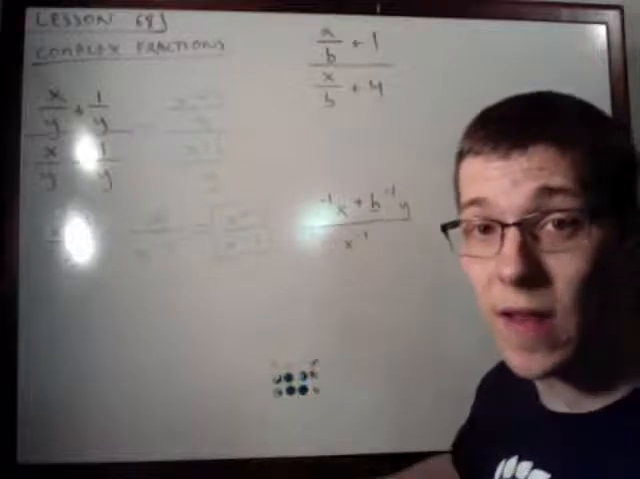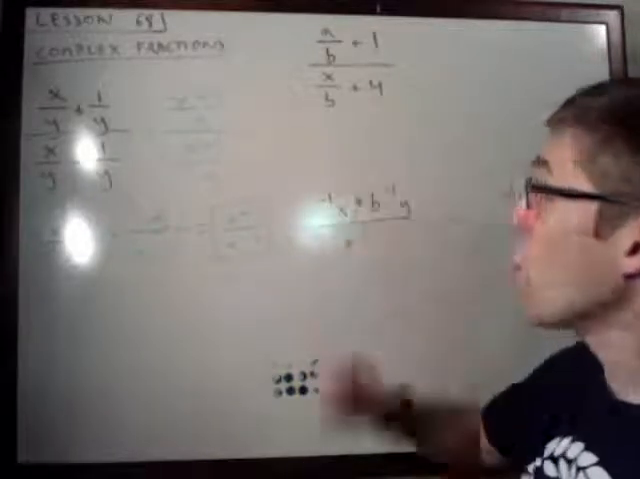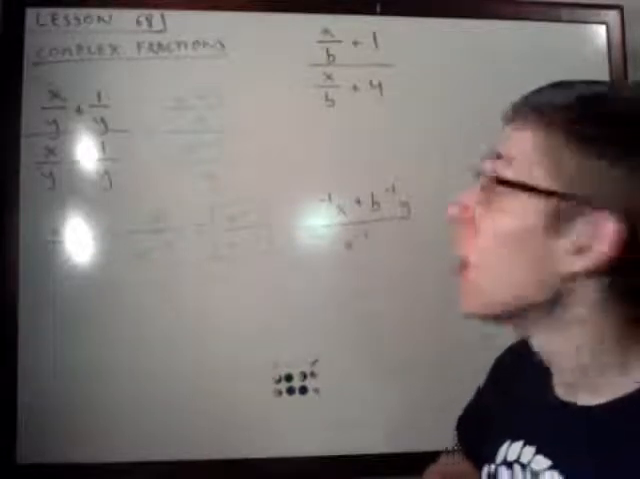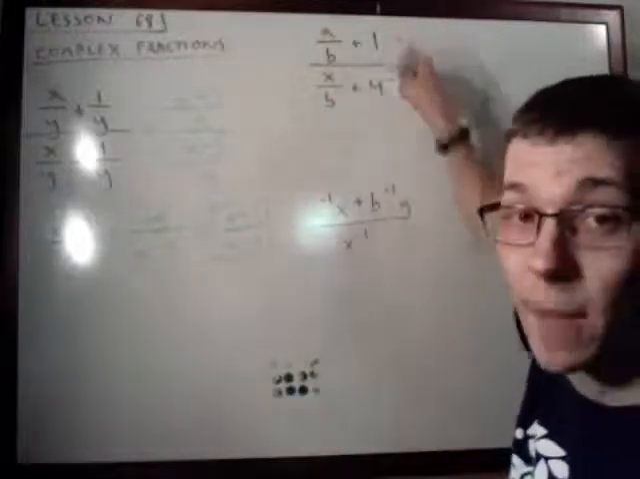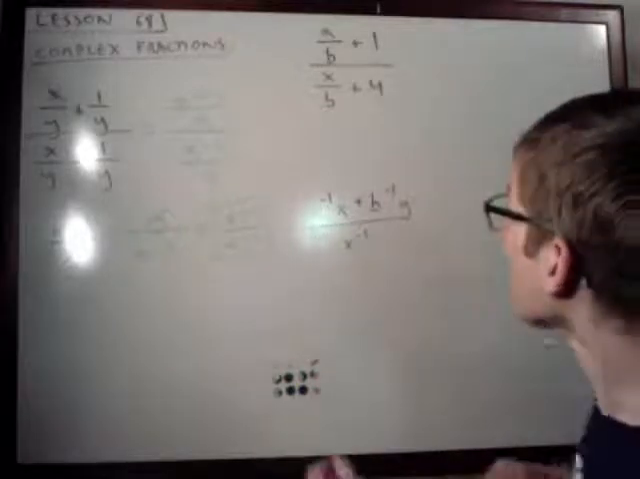Let's take a look at a slightly more complicated one. Over here, a over b plus 1 on top, over x over b plus 4 on bottom. So same first step. We're going to add these fractions on the top, add these fractions on the bottom. Have to do that first to follow our order of operations.